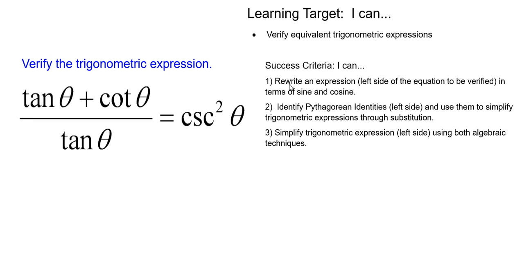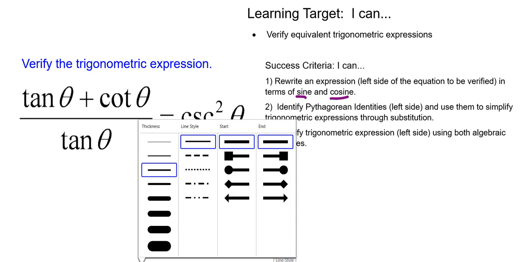Well, first off, if you can, we want to rewrite the left side of the expression to be verified so that it's going to be like the right side. One way we can do that is rewrite them in terms of sine and cosine. Other times, we can identify trigonometric identities and use them to simplify, or we may just use some algebraic techniques to help us figure this out. So, without further ado, let's see if we can figure this out.